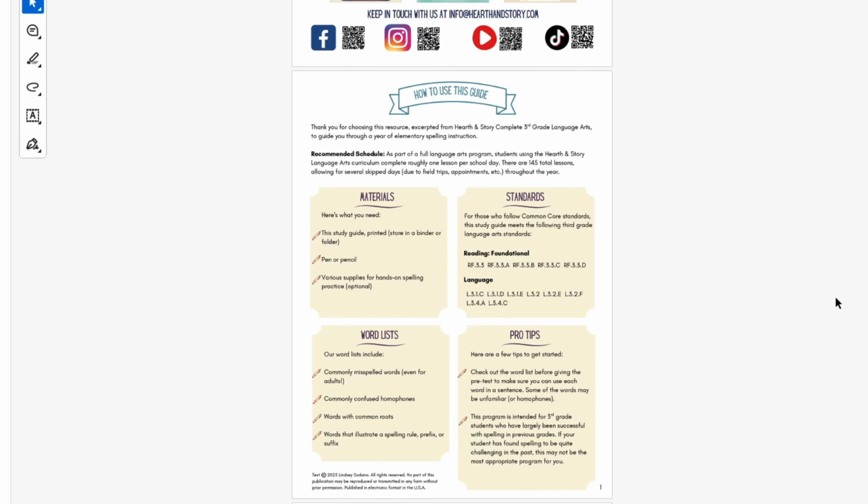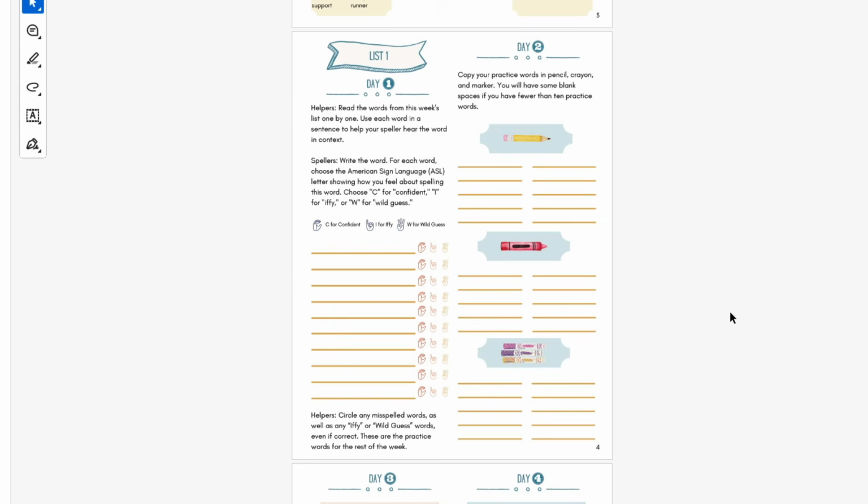And then we're also looking at words that illustrate a spelling rule, a prefix, or a suffix, something that you would want to know that you can apply to more than just the words in the list. So these are the standards that we're meeting. We have, of course, a bunch of the language standards around spelling, and a few of the reading foundational standards as well. To work on this, you'll need the study guide, a pen and pencil, and then a lot of different supplies potentially for hands-on spelling practice, but I'll get into that in a minute. So here's what a typical week looks like.